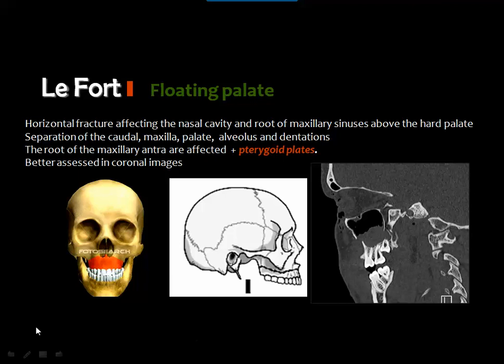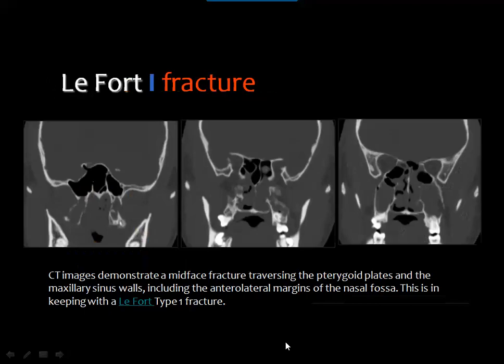Starting with Lefort type 1, this is known as the floating palate because the fracture line involves the alveolar margin just above the palate, and the fracture will proceed from anterior to posterior until it hits the pterygoid blades. This is the sagittal image, which is good for delineation of this fracture, which is passing above the alveolar margin into the root of the maxillary sinus, reaching posteriorly the pterygoid blades, which are disrupted, and you get some hemorrhage inside the antrum.